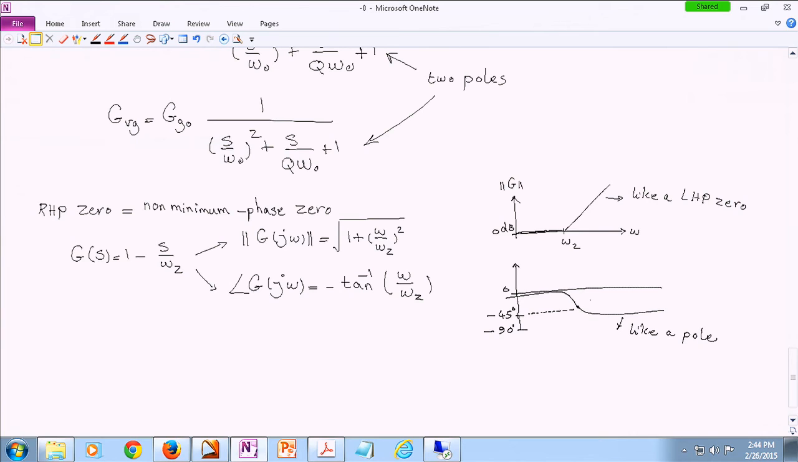If you remember from a classic control class, what was the Bode plot associated with a 0 versus what was the Bode plot associated with a pole, this right half plane 0 is like halfway between. In terms of magnitude, it behaves like a left half plane 0, no problem there. In terms of phase angle, it behaves more like a pole, meaning that it adds extra negative phase delay in the system. That's why it's called a non-minimum phase 0.